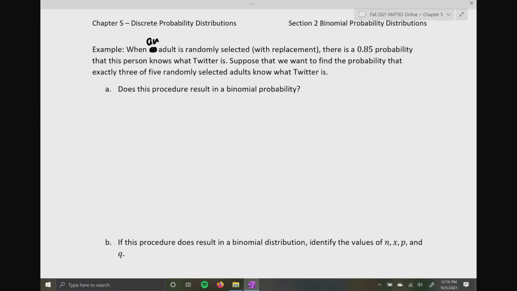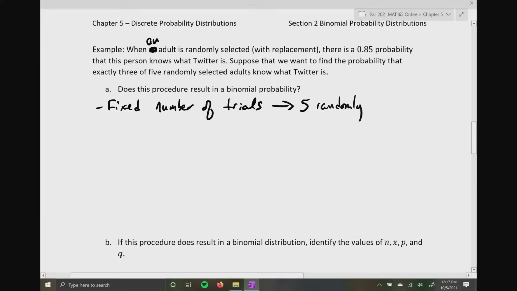Well, let's just walk down through them. First, fixed number of trials. Well, in this case, there are 5, sorry, I wrote 3. There are 5 randomly selected adults. So yes, we have a fixed number of trials.